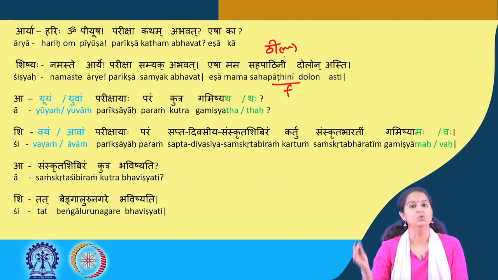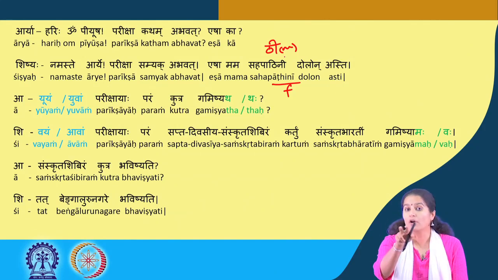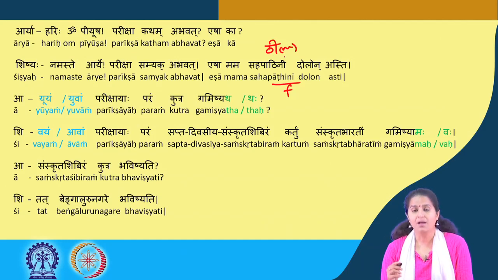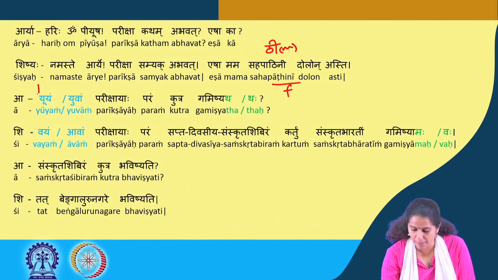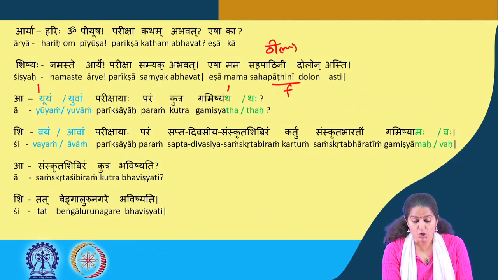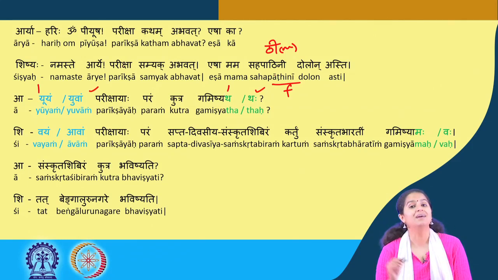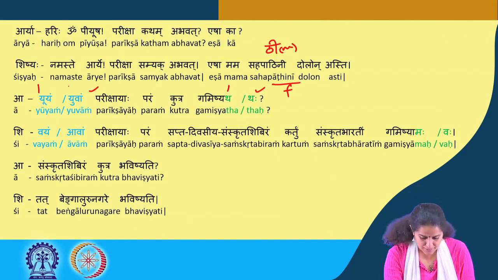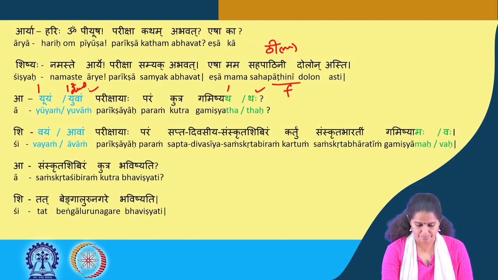Next, tvam, we've already looked at those forms, or in the dual case, Yuvam Parikshayah Param Kutra Gamishyatha. So, who Gamishyatha? Tvam Gamishyasi. But if it is Yuvam, then it will be Yuvam Parikshayah Param Kutra Gamishyatha. And so what is the case of the Yuvam? It is the first case for the second person in the dual. Okay, so that's the dual there.